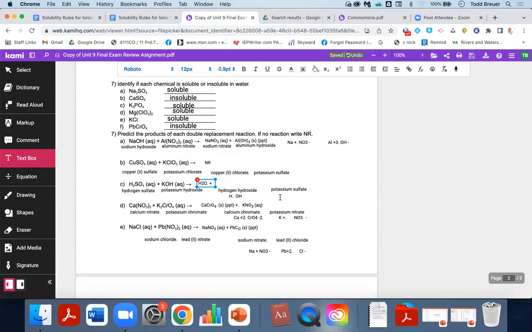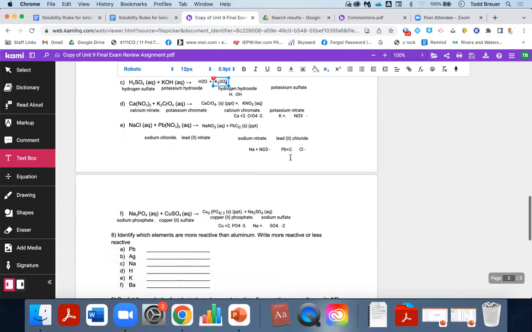And then potassium sulfate, we'd consult the ion chart. We would know that the charge of potassium is +1 and sulfate is -2. So we get 2 K and 1 SO4, based on the charges of those 2 ions. And that's how we go about predicting the products of that one.